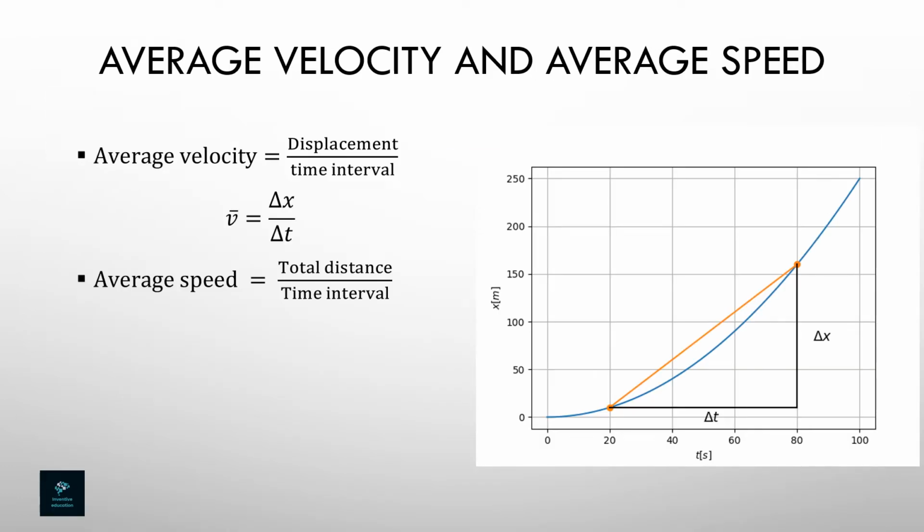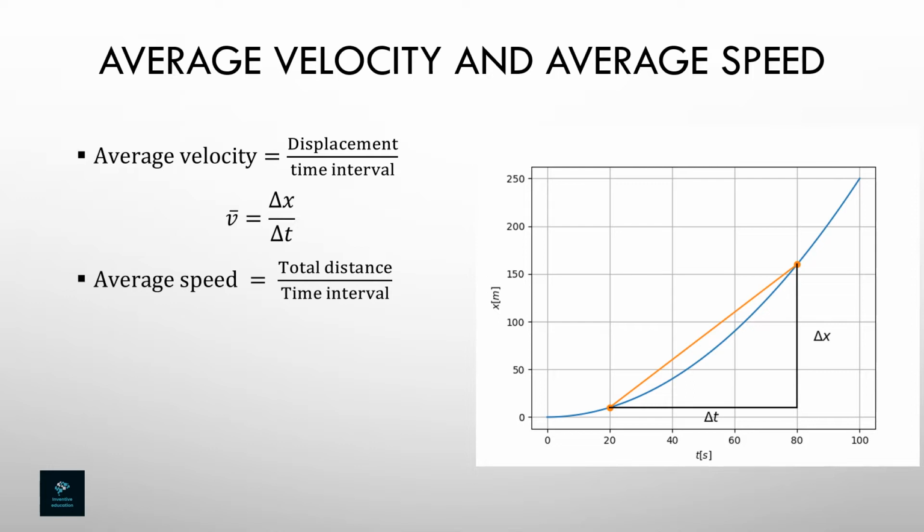When an object moves, its position changes with respect to time. We are interested in the rate at which the object's position changes. The average velocity of the object is defined as the displacement of the object divided by the time interval it takes to move through that displacement. This graph shows the position of an object with respect to time. Suppose in time interval delta t, the object displaces by delta x. The average velocity is thus delta x by delta t.